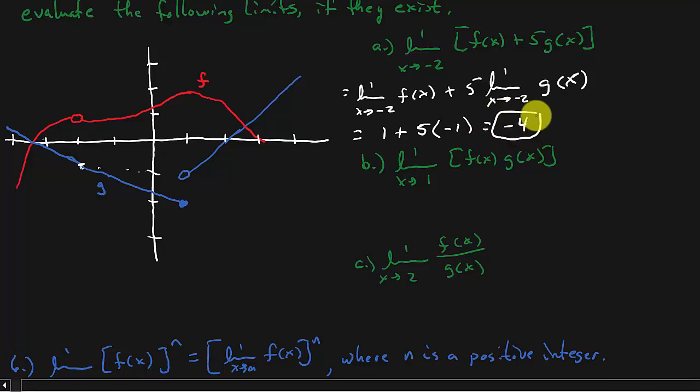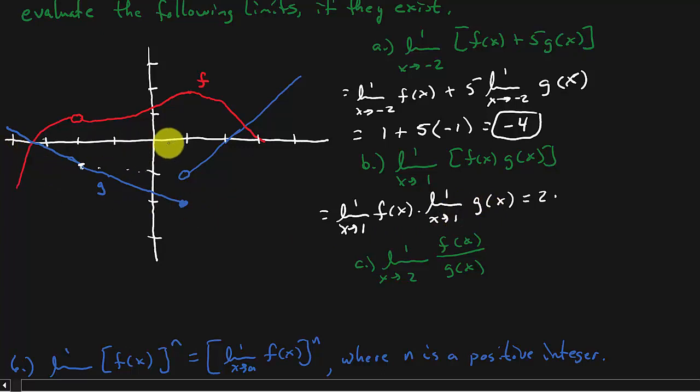All right, so what about the next one? Well, this is equal to the limit as x goes to 1 of f of x times the limit as x goes to 1 of g of x. All right, so let's find the limit of f of x as x goes to 1. So as x goes to 1, this y value here for f is 2. And so that's equal to 2 times, and then the limit of g of x as x goes to 1.